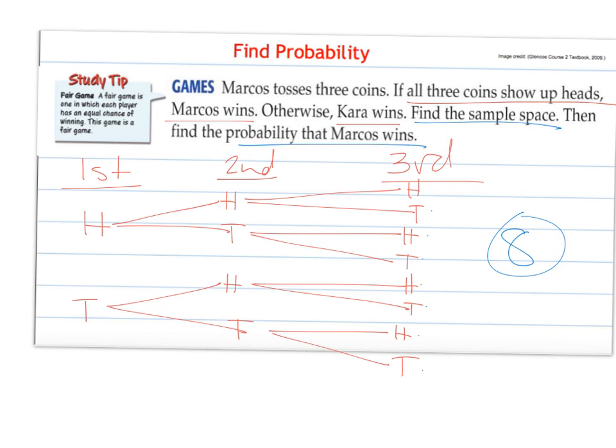Well, Marco wins if all of them are heads. So this is only one, heads, heads, heads. That's only one of the 8 options. So this is not a fair game because Marco only has a 1 in 8 chance of winning, whereas Cara would have the other 7/8 chance that he doesn't get all heads.